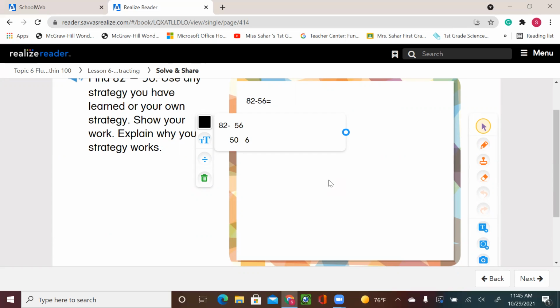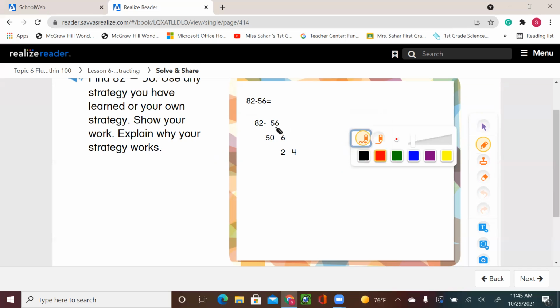All right. I can also go down and I break the 6 into 2 and 4. Why did I choose 2 and 4? Because I know I have 82, so I can easily subtract 2. So this is how I did it. And then the 6, I break it apart into 2 and 4.